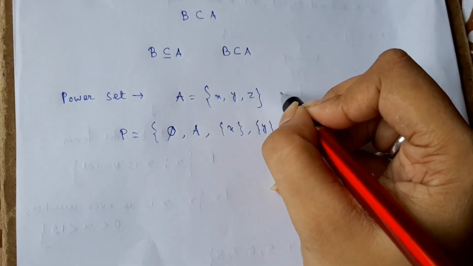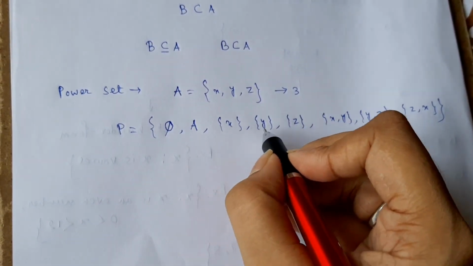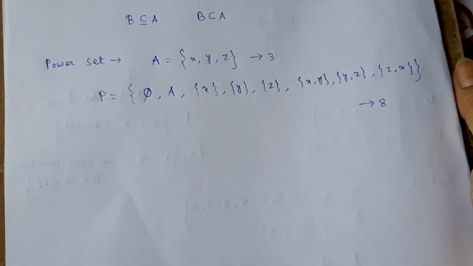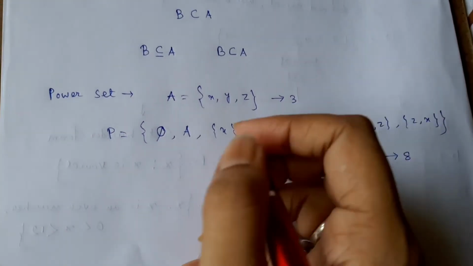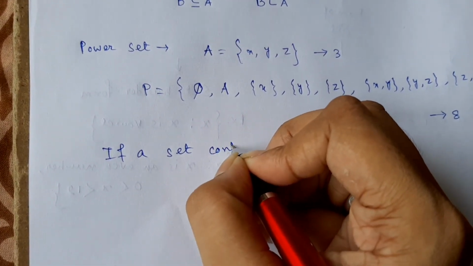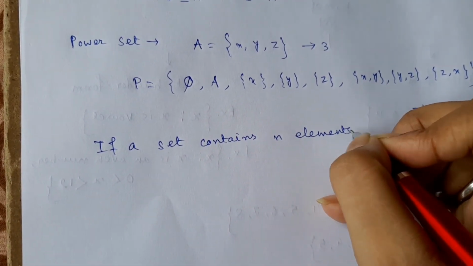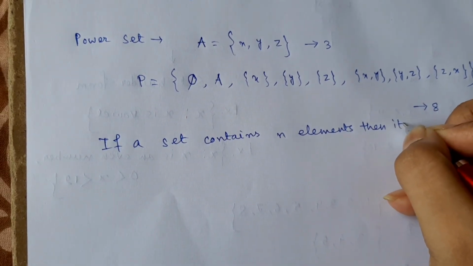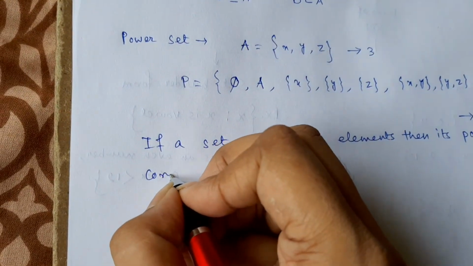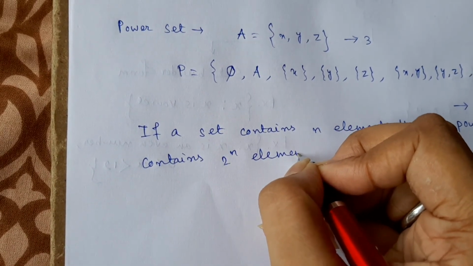Here the set contains 3 elements and the power set contains 1, 2, 3, 4, 5, 6, 7, 8 elements. So if a set contains n elements, then its power set contains 2 to the power n elements.